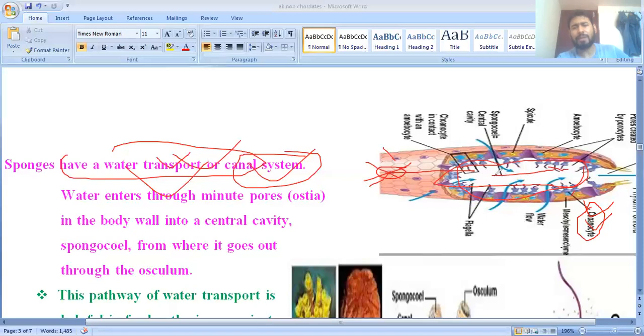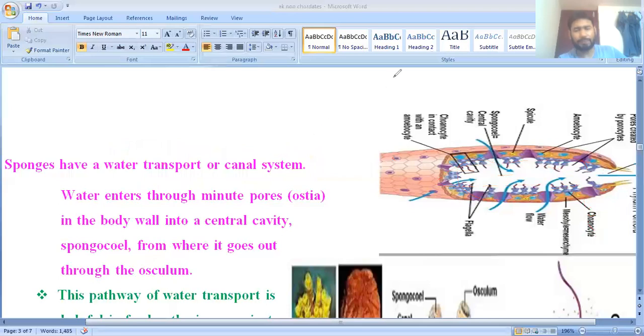The third component is the osculum. It's a pore by which water goes outside the body. So if you read this sentence, water enters through the minute pores, called ostia, into a central cavity. This central cavity is known as the spongocoel. And water goes outside the body through the osculum. Clear? So this explains the characteristics of the phylum Porifera.